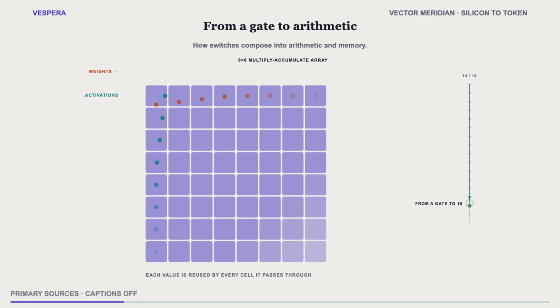So switch, gate, adder, multiplier, memory cell. From here on, everything is arrangement. How many arithmetic units, how much memory of which kind, how close together, and who decides what they do next. The rest of this act is about the fact that there are 2 very different answers to that question, and that they disagree about almost everything.